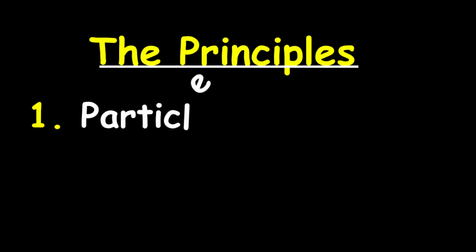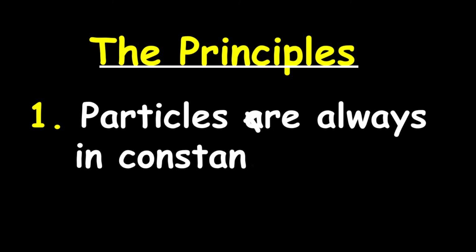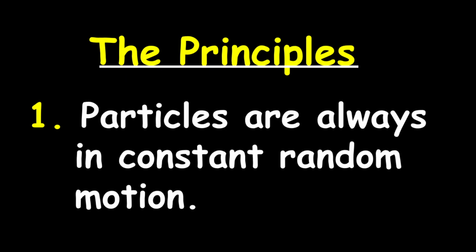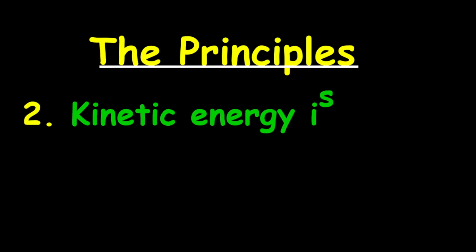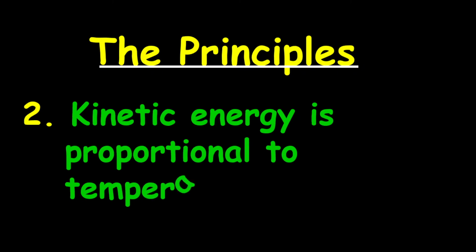The first principle I want to make note of is that particles are always in constant random motion, which simply means particles are always moving. The second principle that I want to make mention of is that kinetic energy is proportional to temperature, which simply means if temperature should increase, the kinetic energy will also increase. Likewise, if temperature remains the same, there will be no change in kinetic energy.